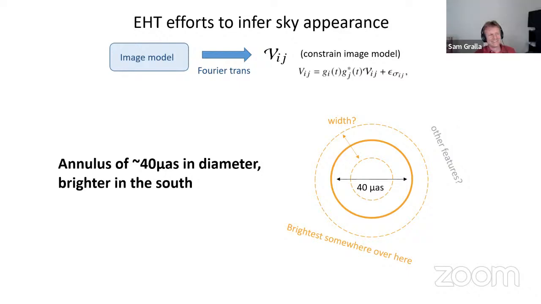Great. I just wonder, but this is something that I'm still a bit confused about. What's the reason that there's this... I mean, you have this photon ring, and in the slide that you have right now on the screen, you say it's brightest somewhere to the south, brighter to the south. Why?